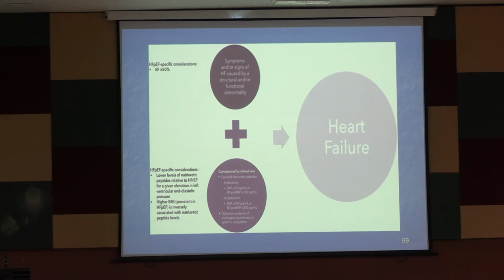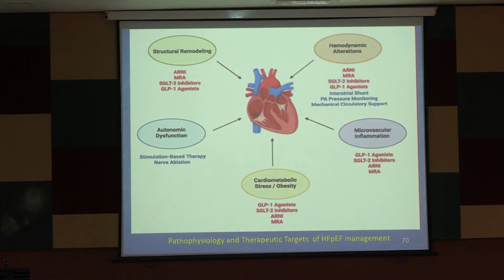...heart failure with preserved ejection fraction. The next stage we are going to is the target of therapy in the setting of heart failure with preserved ejection fraction. First is structural remodeling. Target of therapy: ARNI, MRA, SGLT2 inhibitors and GLP-1 agonist. Second is autonomic dysregulation or dysfunction.